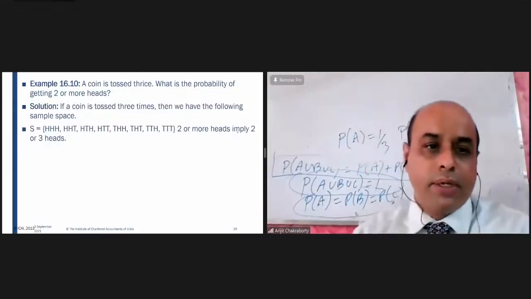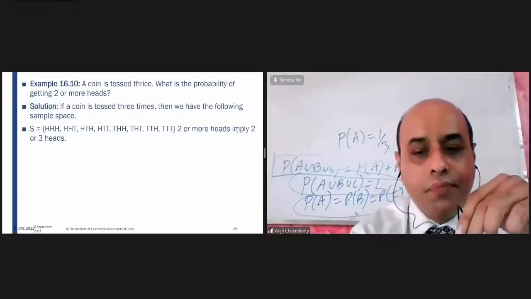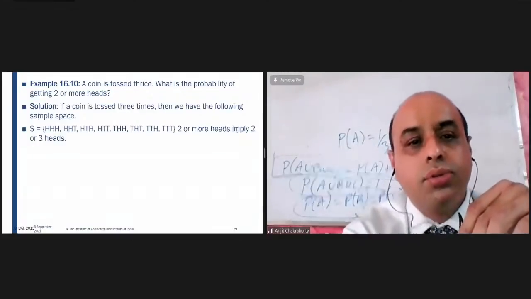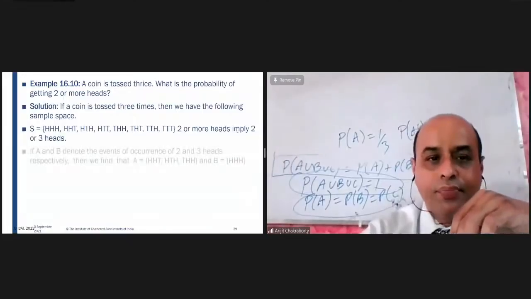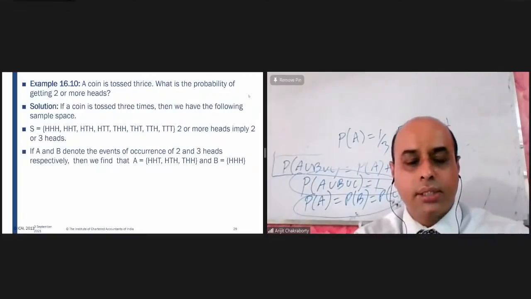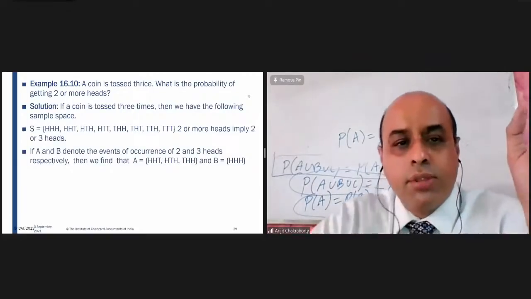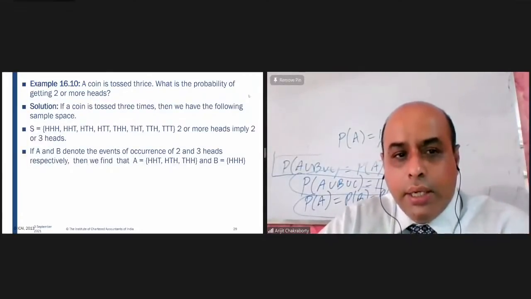Now, what are the possibilities? HHH, HHT, HTH. So you can see there are 1, 2, 3, 4, 5, 6, 7, 8 possible ways. Now, here the question is 2 or more heads. 2 or more heads means 2 heads, how many times are you getting? You are getting 2 heads in how many events? It can be HHT, HTH, and THH.